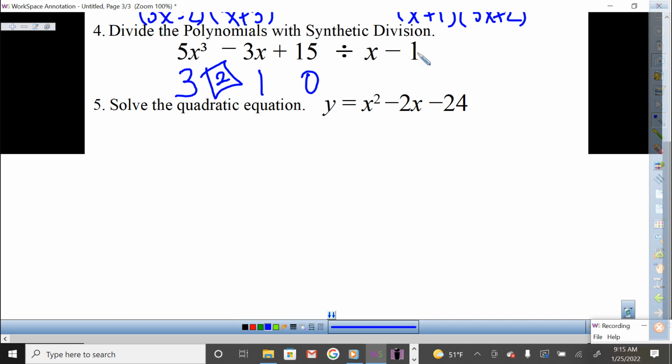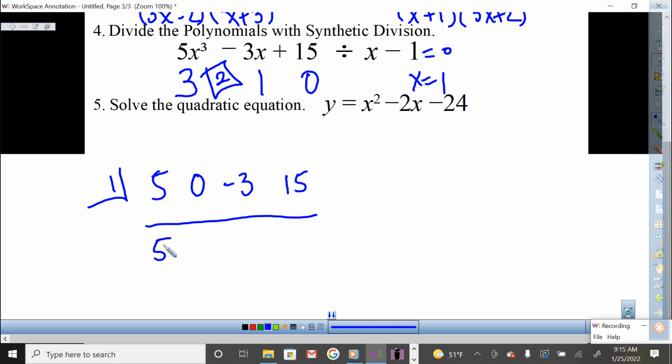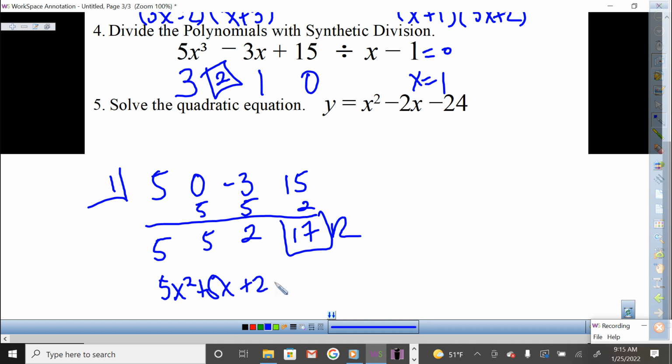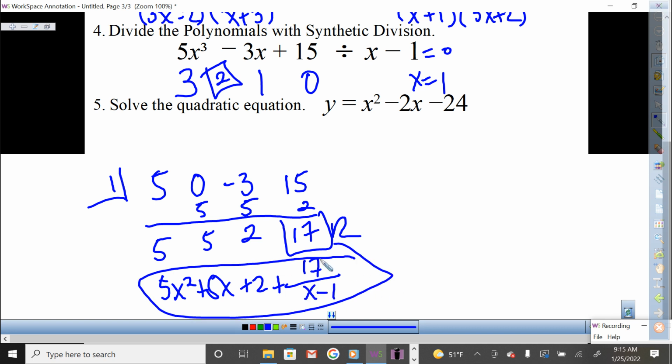Anyways, this one is in standard form, yes, equal to 0, so x equals 1, so we just start with that. So we got 5. We don't have a second degree, so we put 0, -3, and 15. I'm going to go a little bit faster since we're experts at this by now. 5, 5, 5, 2, 2, 17. So my polynomial left is 5x squared plus 5x plus 2 with a remainder of 17 over x minus 1. Hands if you got that.